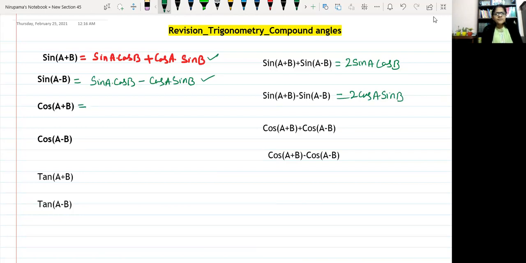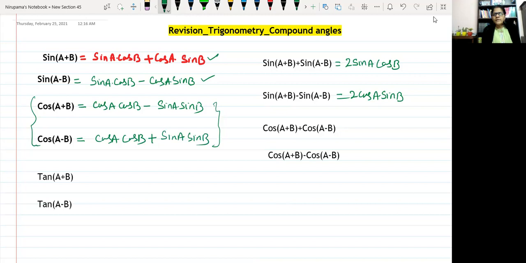Now cos A plus B, as you know, is cos A into cos B minus sin A into sin B. And cos A minus B is cos A into cos B, and whenever you write A minus B, obviously we are replacing B by minus B. And we know sin minus B equals minus sin B, so the sign changes here: plus sin A into sin B. Now when you add the two, cos A plus B plus cos A minus B, we get 2 cos A into cos B. And subtracting cos A minus B from cos A plus B, it is minus 2 sin A into sin B.